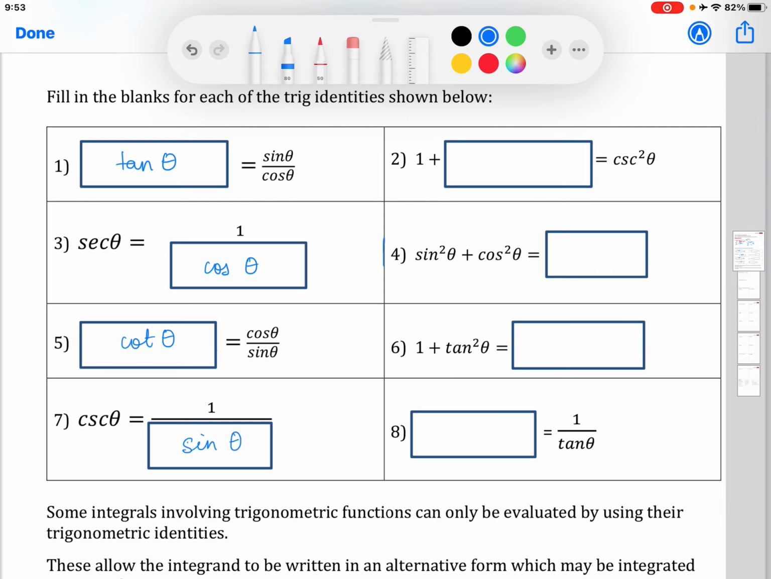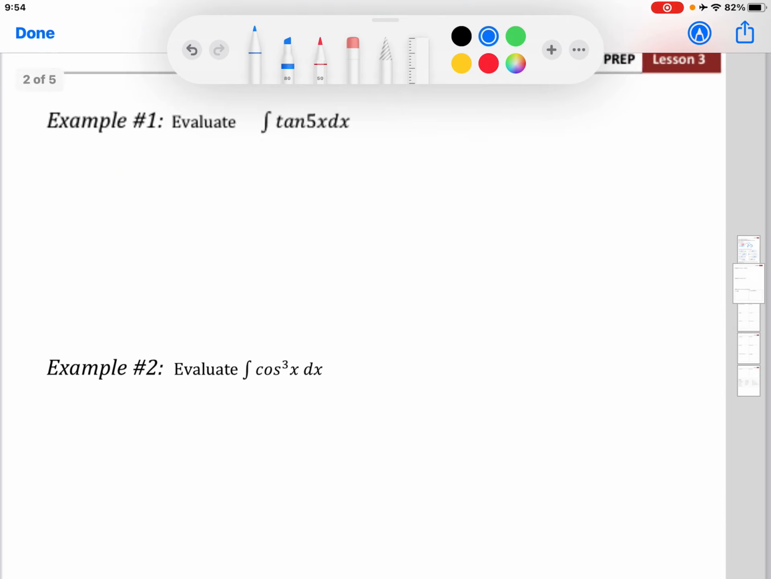And then you should know number 4. So number 4 is sine squared theta plus cosine squared theta is 1. 2 and 6 actually come from number 4, which would be 1 plus cotangent squared theta is equal to cosecant squared theta, and 1 plus tangent squared theta is equal to secant squared theta, and cotangent theta is 1 over tangent theta.